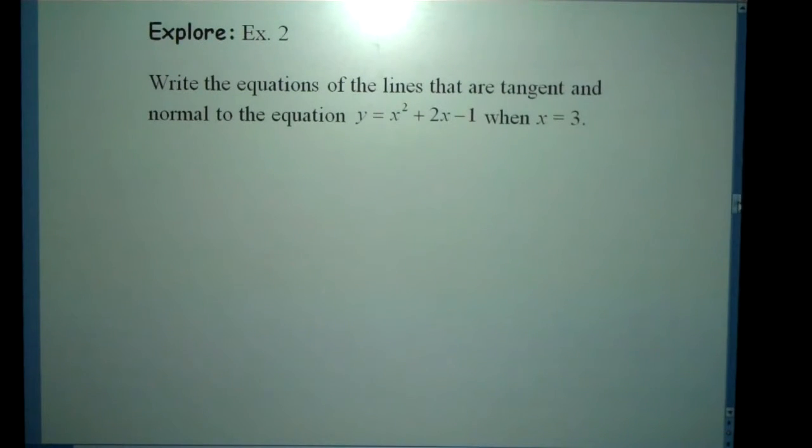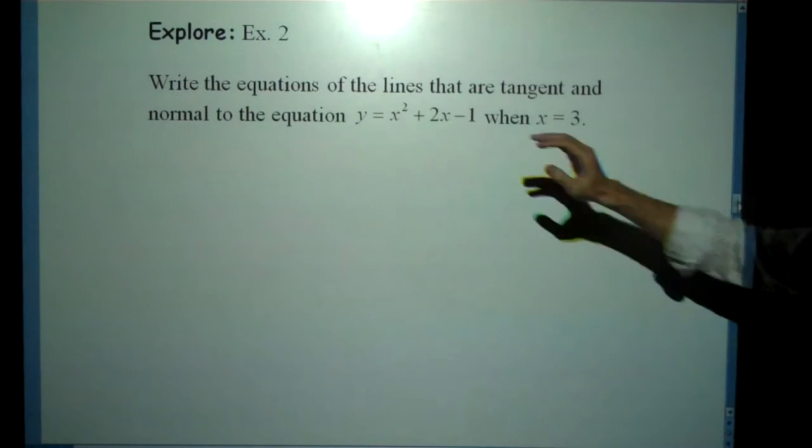Example 2. Write the equations of the lines that are tangent and normal to the equation y equals x squared plus 2x minus 1 when x equals 3. So I want you to actually write the equation of a line. I personally would use point-slope form. In order to do point-slope form, we need slope and we need a point. Well, at the moment we have neither of those.